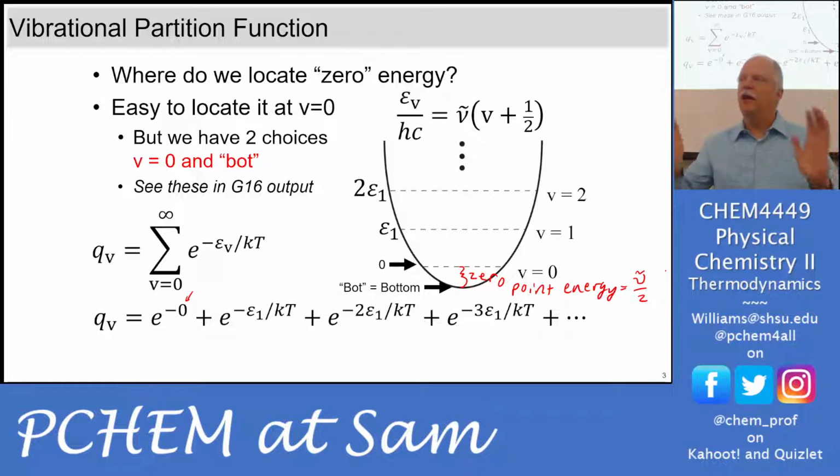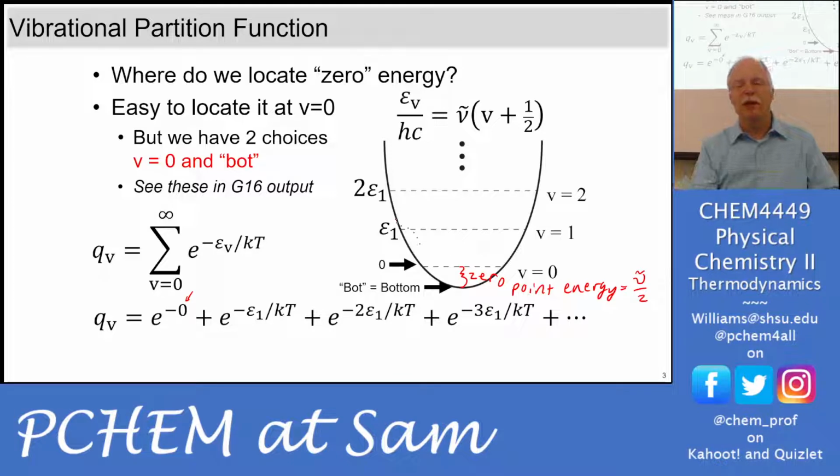And so for harmonic oscillator partition functions, there's really 2 options. Where do you put 0 energy? You put it at v equals 0 or at the bottom of this well. And there's certain situations where you would want to do that. We're not going to get into those, but you're going to see it in Gaussian. So I feel the need to talk about it in class, because otherwise you're going to be confused by what you see in Gaussian. And mostly it's when you're trying to compare thermodynamics from molecule to molecule.